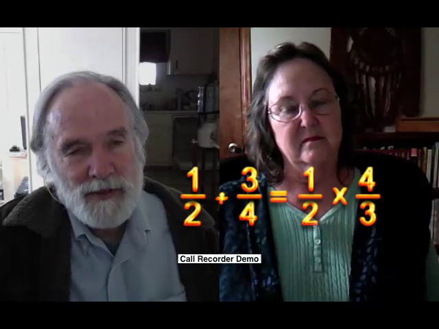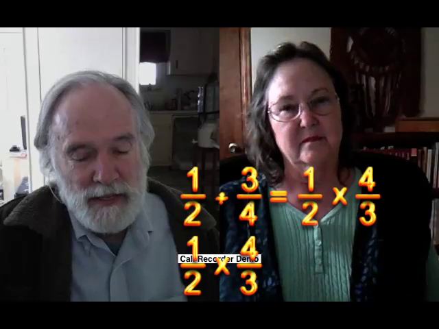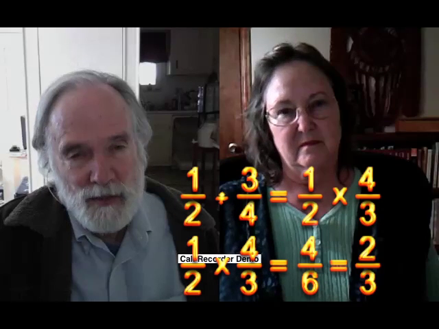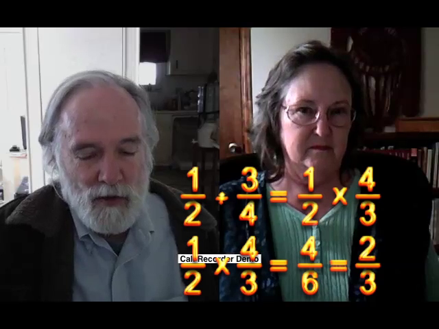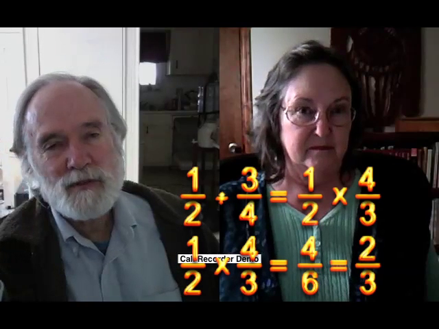If I want to divide 1/2 divided by 3/4, I know that that's the same as multiplying 1/2 times 4/3. I just know that. So that means that it's 4/6, which is 2/3. So 1/2 divided by 3/4 is 2/3.